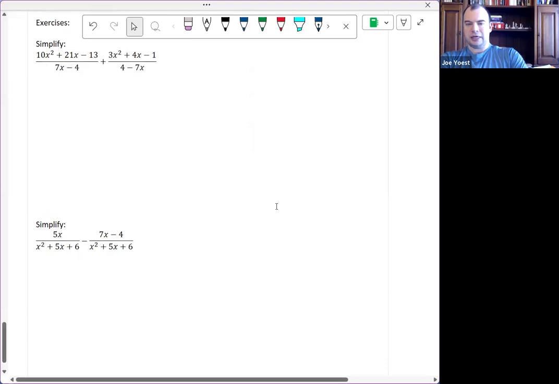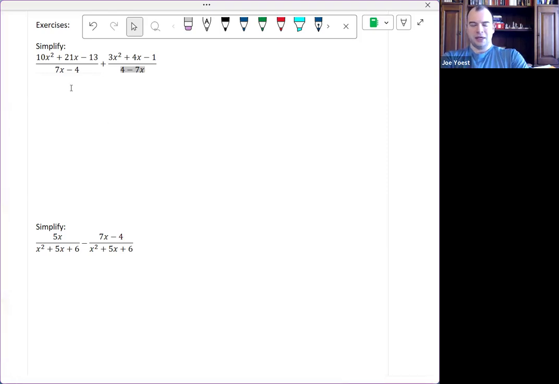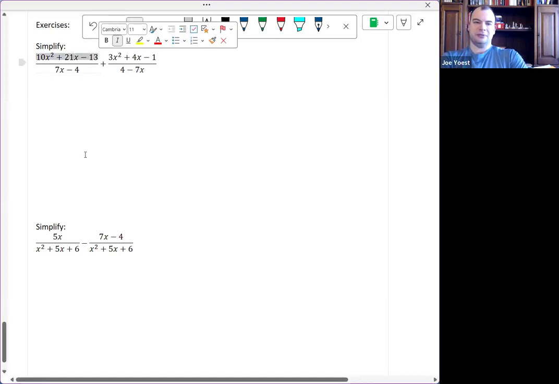Okay, two exercises to wrap things up today. We have two similar exercises to the previous ones that we saw. The factoring is a little bit more challenging, but still, I think pretty manageable. So one thing to remember is, up here, we're going to flip the order of the terms in the denominator by pulling out a negative 1. And then we're going to do subtraction. So don't try to factor 10x squared plus 21x minus 13. And also don't try to factor 3x squared plus 4x minus 1.